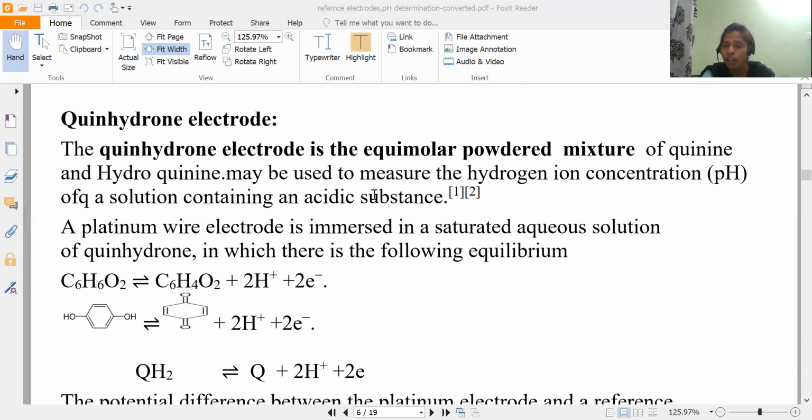What is the use of the quinhydrone electrode? We can determine the pH of an unknown solution. And we can determine the pH of a solution containing an acidic substance. That means we can find the acid's pH value by using the quinhydrone electrode.